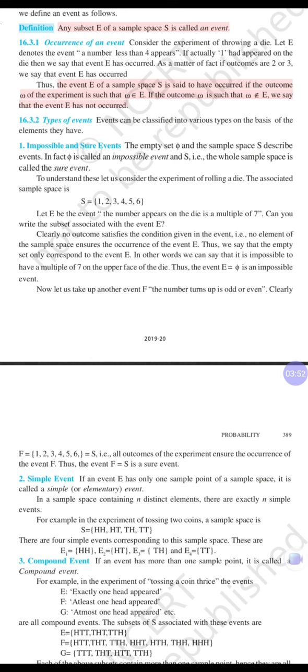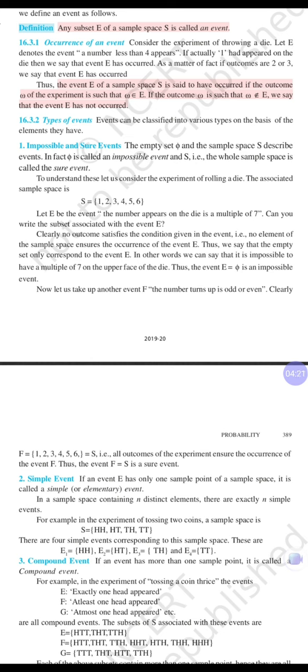So look here, I have highlighted: the event E of a sample space S is said to have occurred if the outcome omega of the experiment is such that omega belongs to E. If the outcome omega is such that omega does not belong to E, we say that the event E has not occurred. So this is called occurrence of the event. If it is inside E, then it has occurred, otherwise it has not occurred.